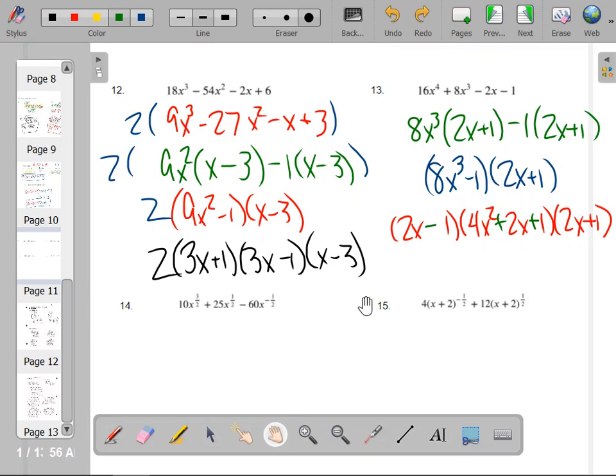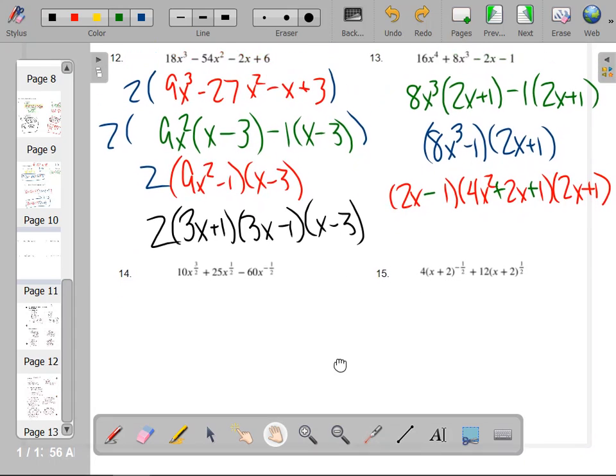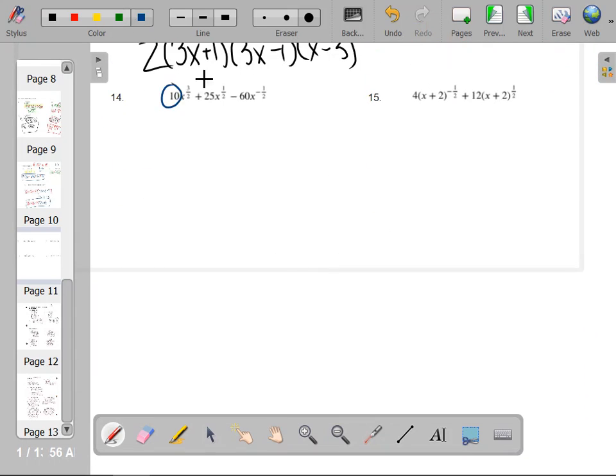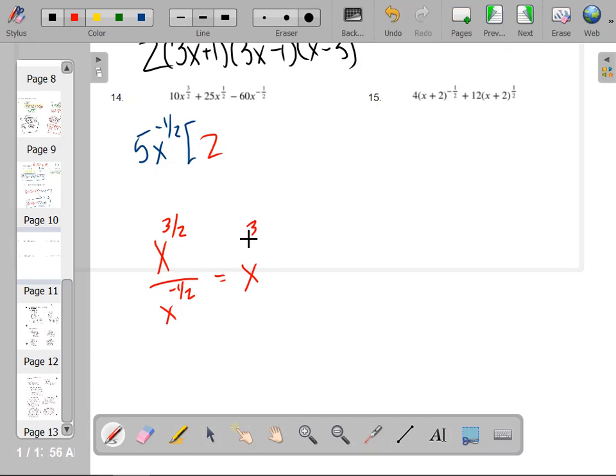Last couple problems, we'll factor out some negative exponents. So the trick to these is you want to factor out the negative exponent every time. 10, 25, and 60 are all multiples of 5, but then I'm going to bring out that x to the negative 1/2, and now we'll see what we need to do to distribute back in. 5 times 2 gives you 10, and this is where it's tricky. X to the 3/2 divided by x to the negative 1/2, because that's really what we're doing when we're factoring, is the same as adding. Subtracting a negative 1/2 is the same as adding.